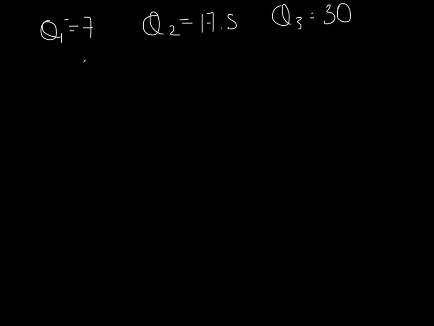Last part of the question, worth 4 marks, is to draw a box plot. We don't obviously have graph paper, you can certainly draw it on line paper, to represent this data. Okay, so we have Q1 as 7, Q2 is 17.5, Q3 is 30, and we have one outlier at 70.